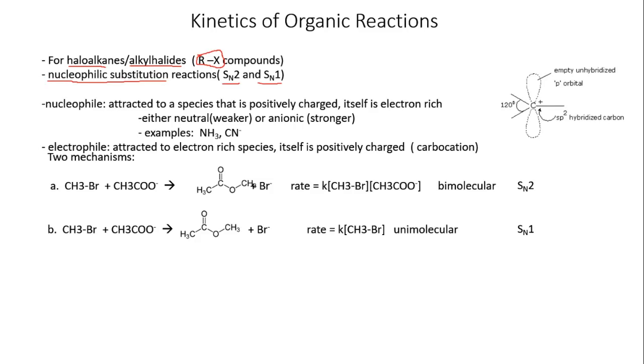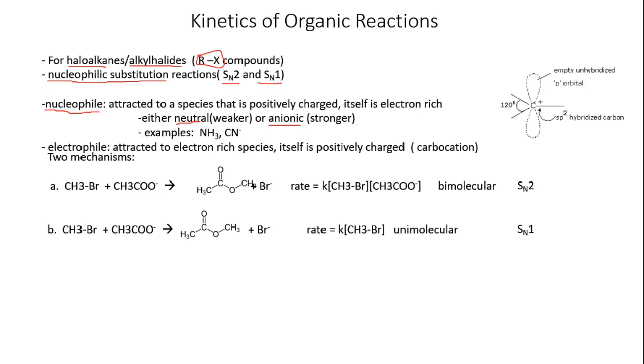So for SN2, there are 2 molecules. It's a bimolecular step. SN1 in the rate determining step is a unimolecular step. Now, what is a nucleophile? A nucleophile loves positive charge. So it's something that is attracted to positive charge. And so these can either be neutral or anionic, and generally the neutral ones are weaker than the anionic ones.